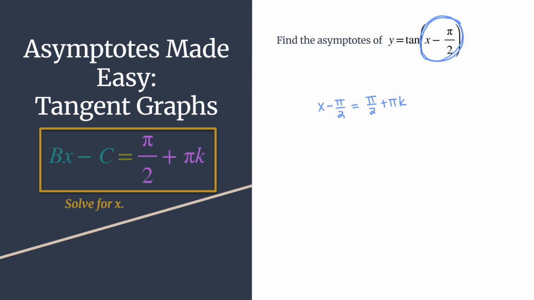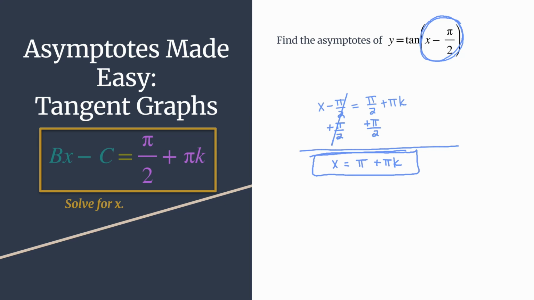Now we'll solve for x, and all we have to do for that is add pi over 2 to both sides. When we do that, of course it cancels on the left side, and we're just left with x. We combine like terms here, so pi over 2 plus pi over 2 is 2 pi over 2, which is just pi, and then we have the plus pi k term hanging out there. Now this equation will give you all of your asymptotes for your graph.